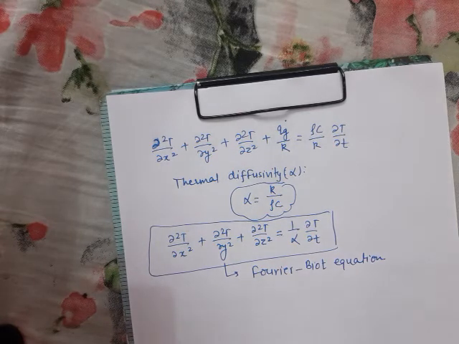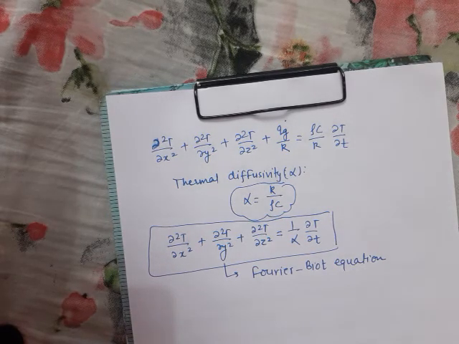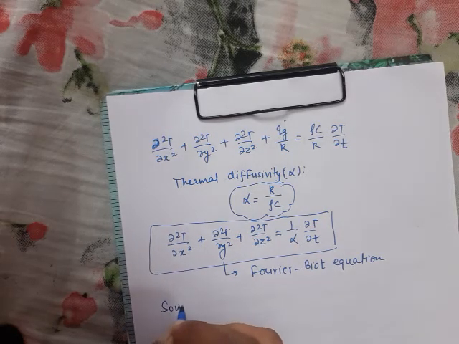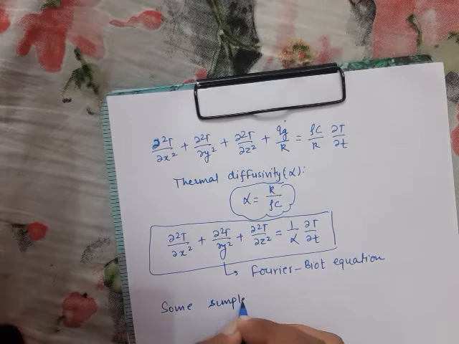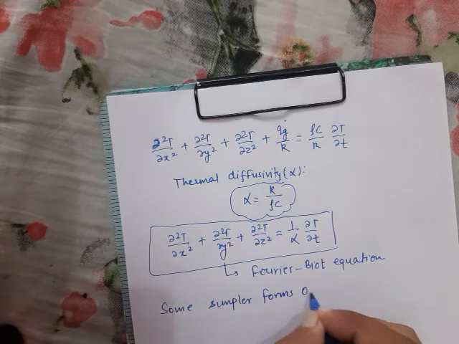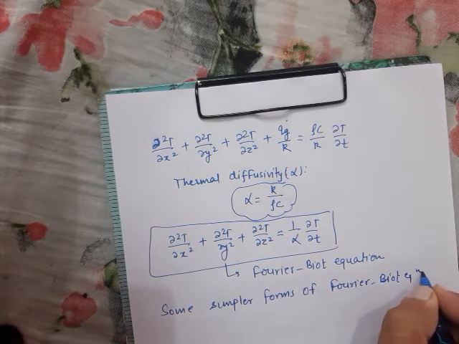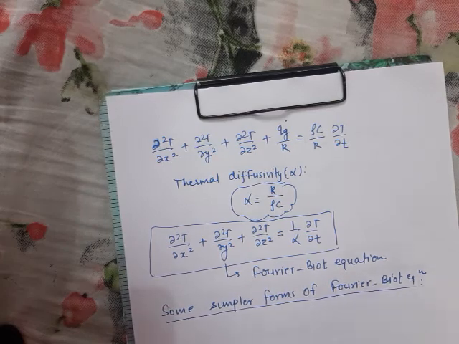So you can now derive the expression for the generalized heat conduction equation. I have derived it in a very simple manner. Now, under certain conditions, the Fourier-Biot equation can be written in simpler forms. I am again using certain approximations. Some simpler forms of the Fourier-Biot equation.